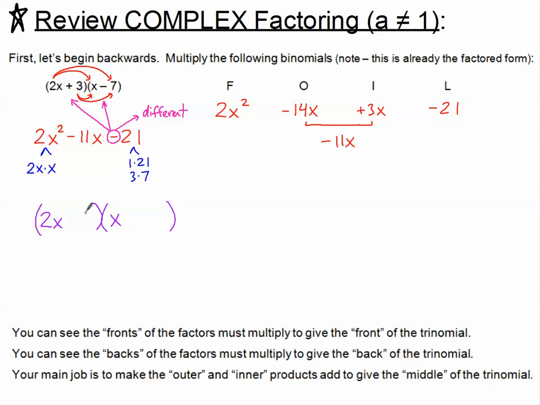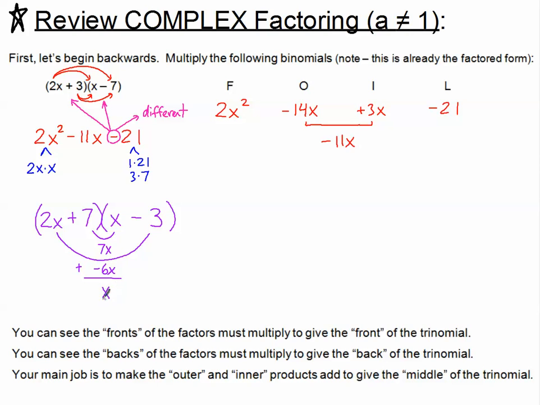Now, if I happen to put the 7 here and the 3 here, and then I'll put my alternating signs, 1 plus and 1 minus, let's see why this will not work. If I check my inner terms, I multiply to give 7x. If I check my outer terms, I multiply to get negative 6x. I always combine my inner and outer terms by adding them, just like I did here. And if I combine these, I get 1x. But that's supposed to be negative 11x. That's why this does not work.